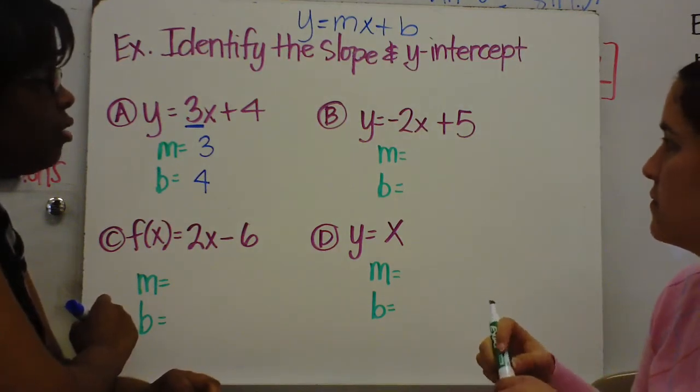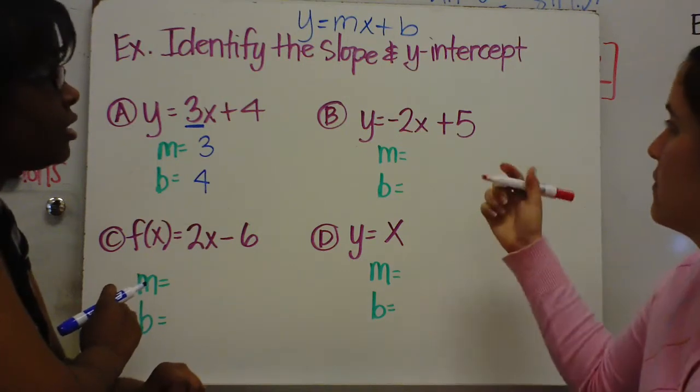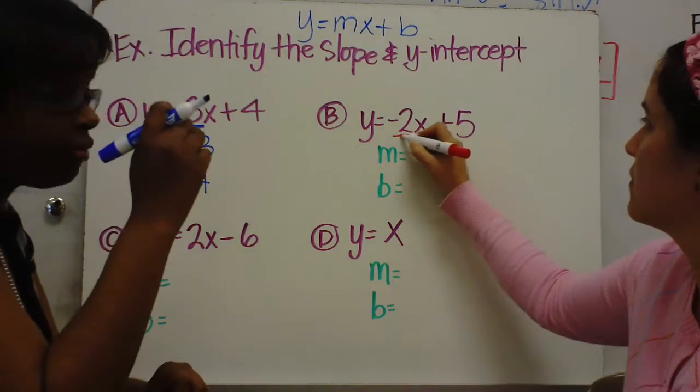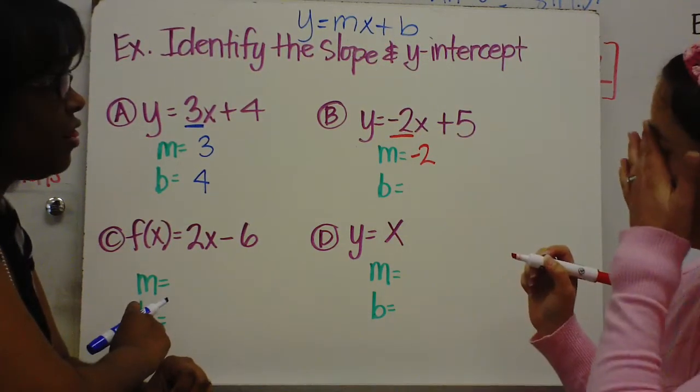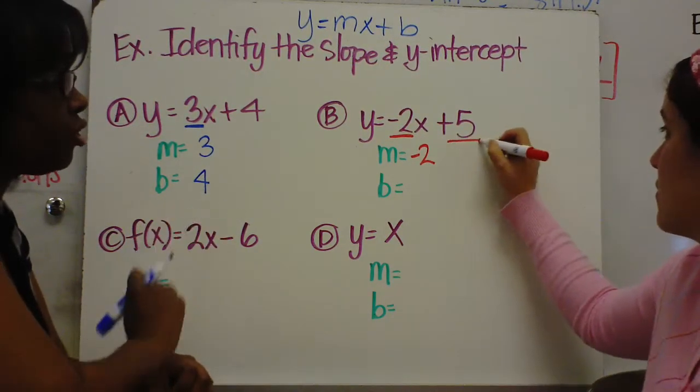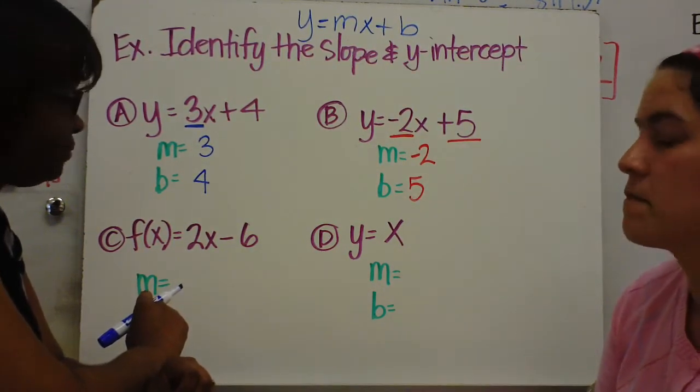Alright, next example, y equals negative 2x plus 5. Your m is the coefficient of x, or the number in front of the x. So that number is negative 2. And the b is what you add or subtract. And since we're adding 5, our b is positive 5.